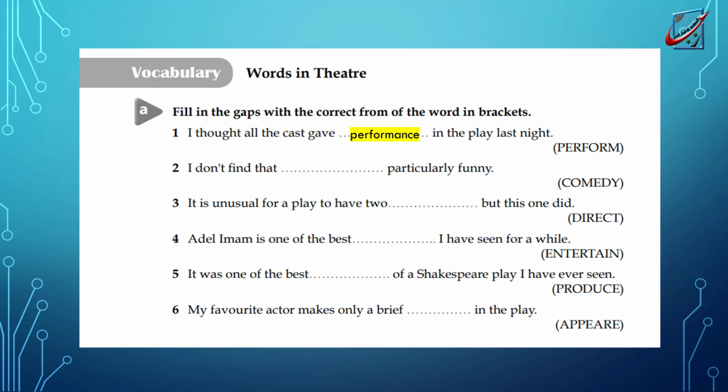Well, number 2, I don't find that space particularly funny. We have to choose a word from comedy. What's the word? Good. A comedian. Number 3, it's unusual for a play to have 2 space, yes, but this one did. We have to derive a word from direct. What is it? Good, fine. It's directions. It is unusual for a play to have 2 directions, but this one did.